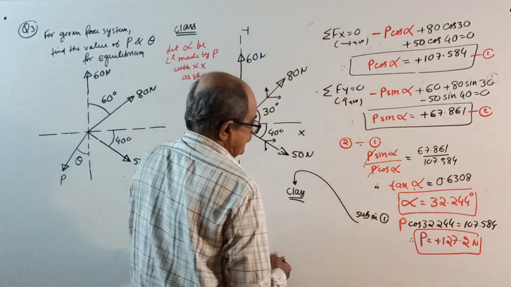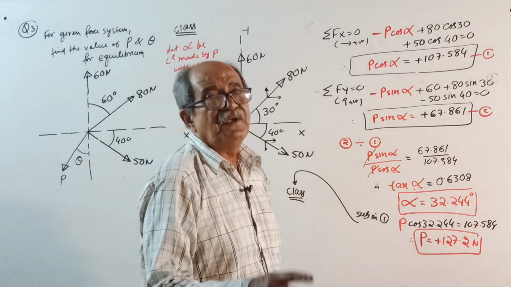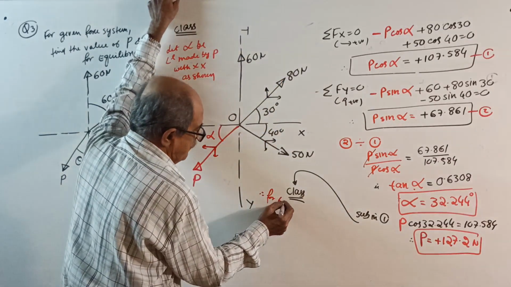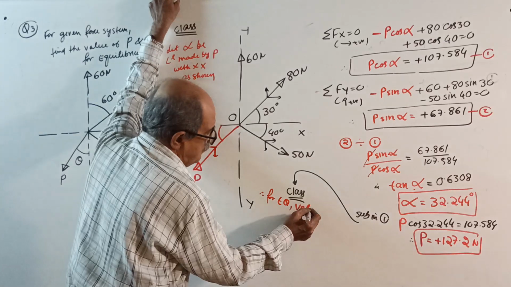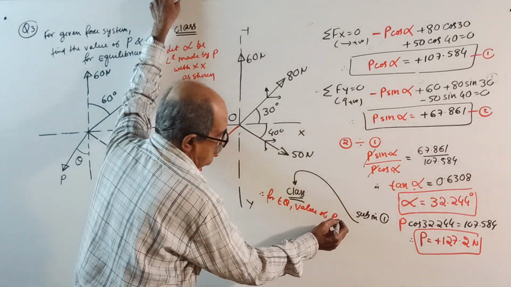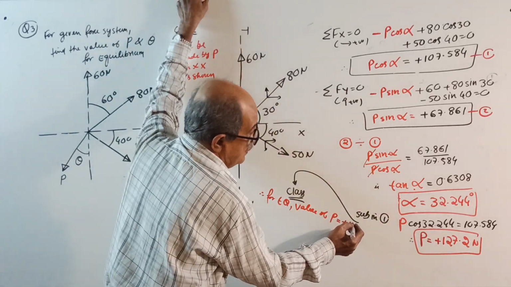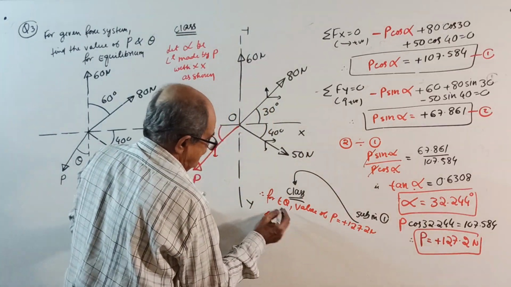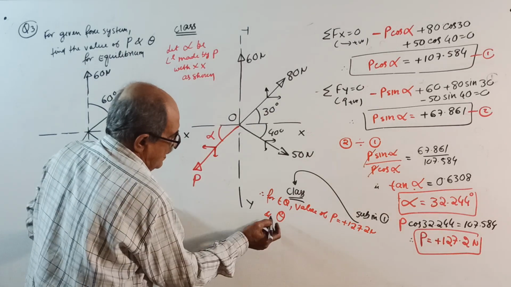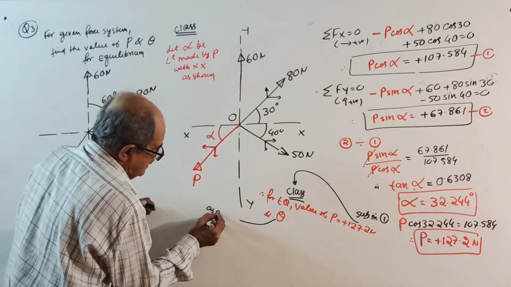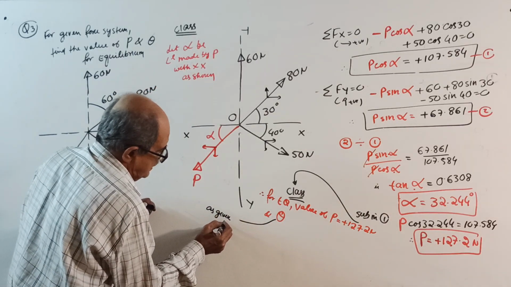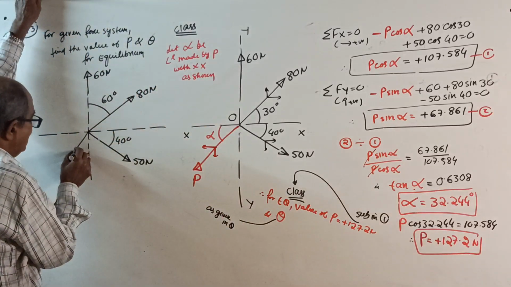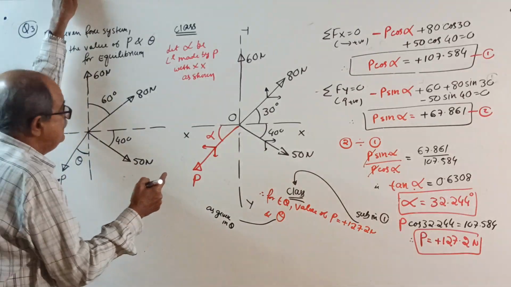Now substitute that alpha in any equation, equation 1; I have shown the calculation, and you get the value of P. Now, class, presenting the answer. For equilibrium, the value of P equals plus 127.2 Newton, and theta, as given in the question. Remember, they want this theta. We got alpha, but they do not want alpha.